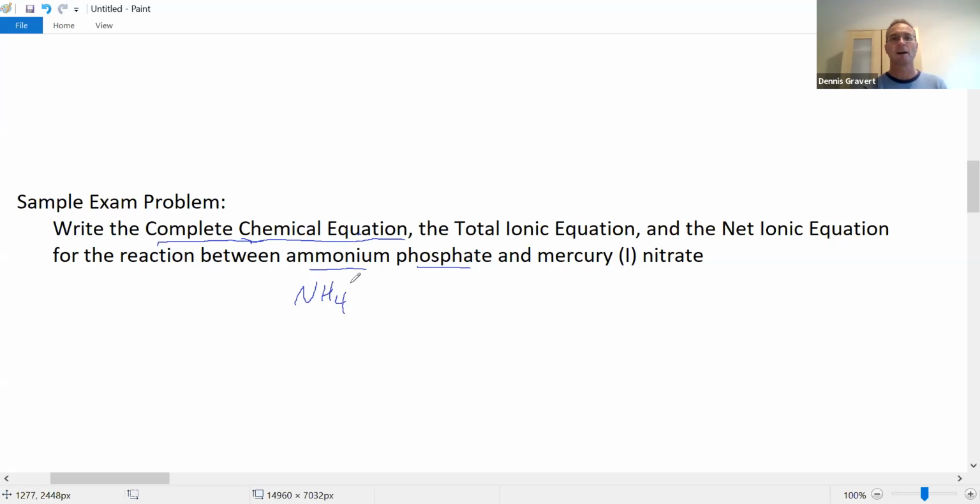Well, the ammonium ion is NH4+. What's phosphate? Well, it starts with a P. Phosphate, that's a good example, or a good clue. And then you have to know there's 4 oxygens with a net -3 charge.